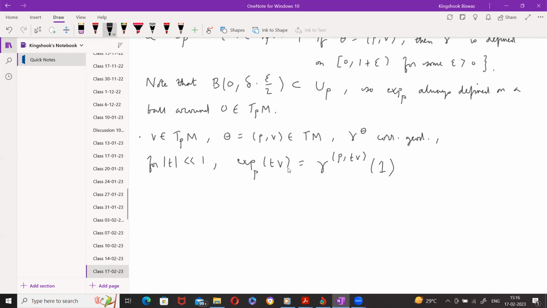Yes. Okay. But the geodesic with initial conditions p comma tv is the same as the geodesic with initial conditions pv. And then I take t times whatever argument of this geodesic I'm looking at, right? Yes?